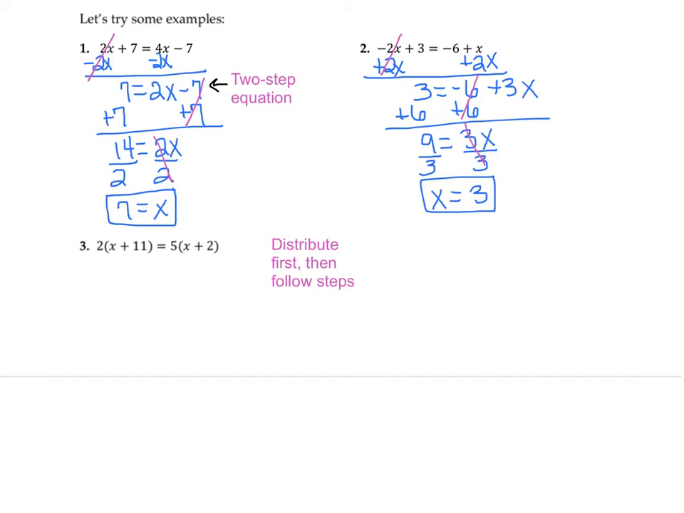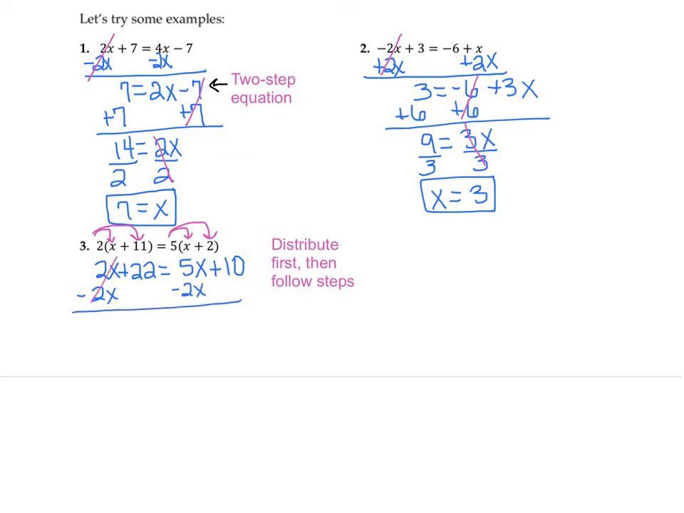So we're going to distribute 2 to the x and 2 to the 11, and then 5 to the x and 5 to the 2. So we have 2 times x is 2x, plus 2 times 11 is 22, and that equals 5 times x is 5x, plus 5 times 2 is 10. Your next step is to get rid of the smaller variable, which is 2x. So we're going to subtract 2x from 2x and 2x from 5x.